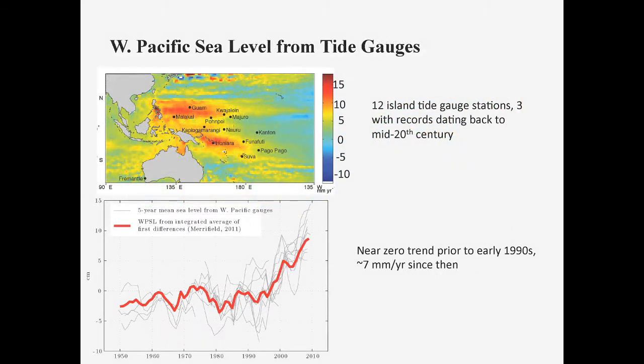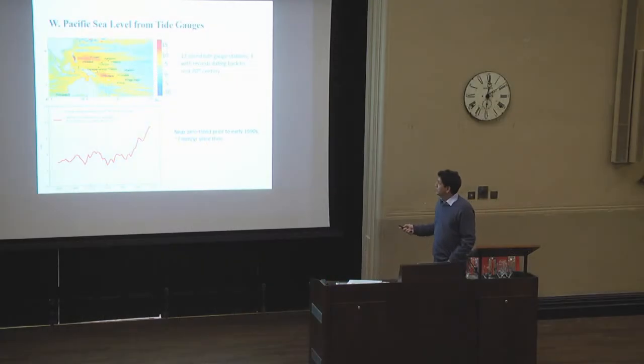So where we start is in the Western Pacific, and there are about 12 tide gauges that are right in this hot spot of sea level rise. 3 of them go back to about the mid-20th century. Most of them go back to about the 1970s or so. So from these 12 tide gauges, we can reconstruct the average sea level in that region. And you can see that the high sea level rate here is associated with this increase in the trend, which began around 1990 or so. And prior to that, it was rather flat without much change in sea level. So that's the big inflection point there.